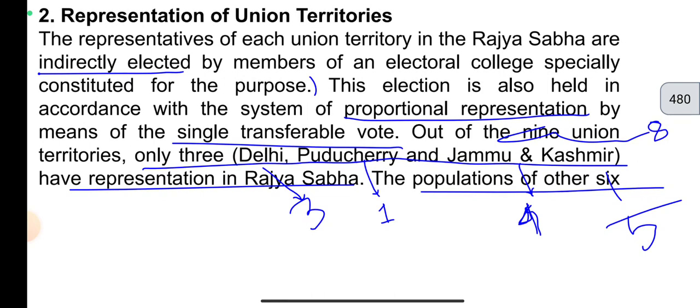Representation of Union Territories. The representatives of each Union Territory in the Rajya Sabha are indirectly elected by members of an electoral college specially constituted for the purpose. This election is also held in accordance with the system of proportional representation by means of the single transferable vote. Out of the 9 Union Territories, now it is 8, only 3, Delhi, Puducherry, and Jammu and Kashmir, have representation in Rajya Sabha.